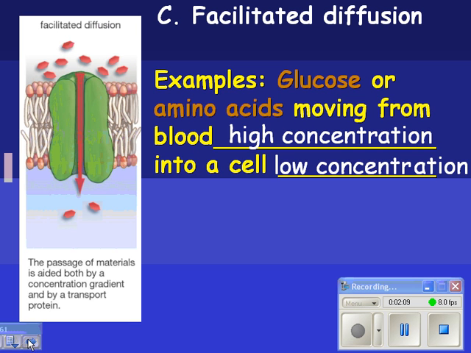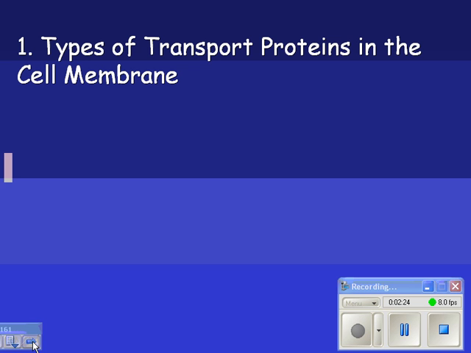So again, pause the video if you need to write this stuff down. I want to explain a little bit. Glucose and amino acids are polar, and so they cannot move right through the lipid bilayer because they're pretty big and they're polar, so they're going to need to move through a protein. So that would be facilitated diffusion.